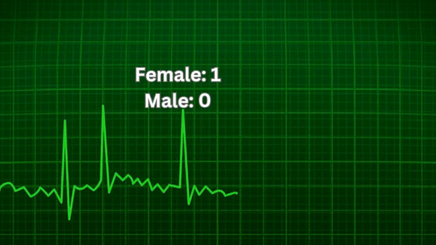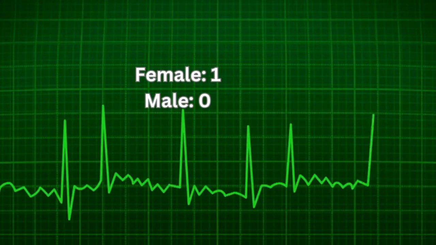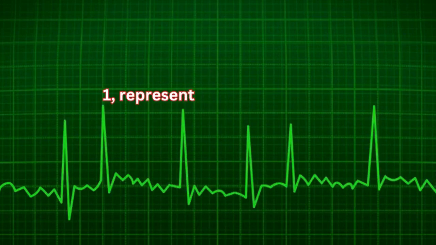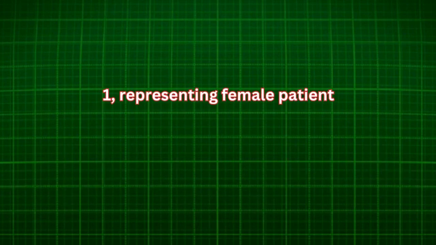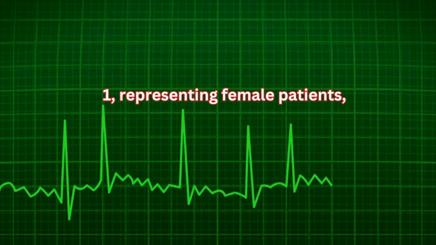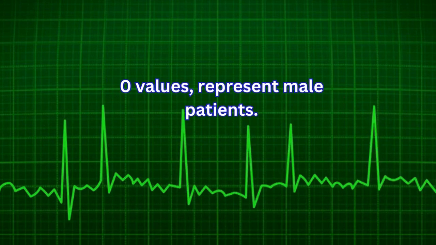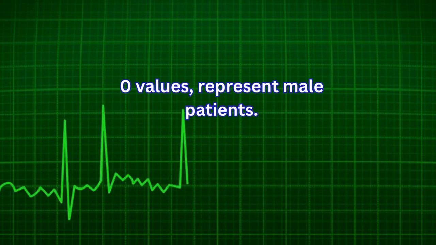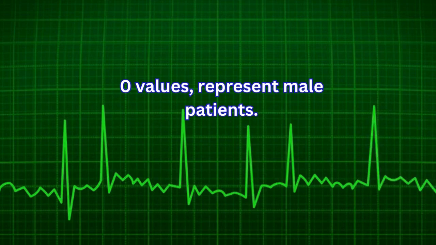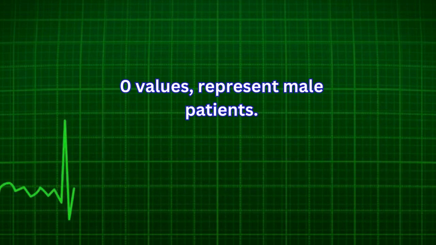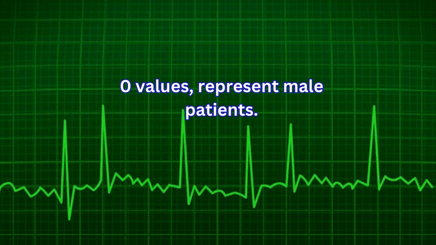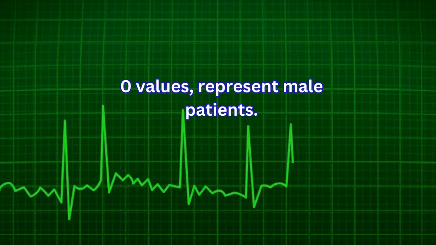Female, 1. Male, 0. The dataset contains only female patients. This is indicated by the gender column, where all values are 1, representing female patients, and there are no 0 values, which would represent male patients. Understanding the gender distribution is important as it informs us that our dataset is entirely composed of female patients. This insight is crucial for our analysis, especially when considering gender-specific health factors.